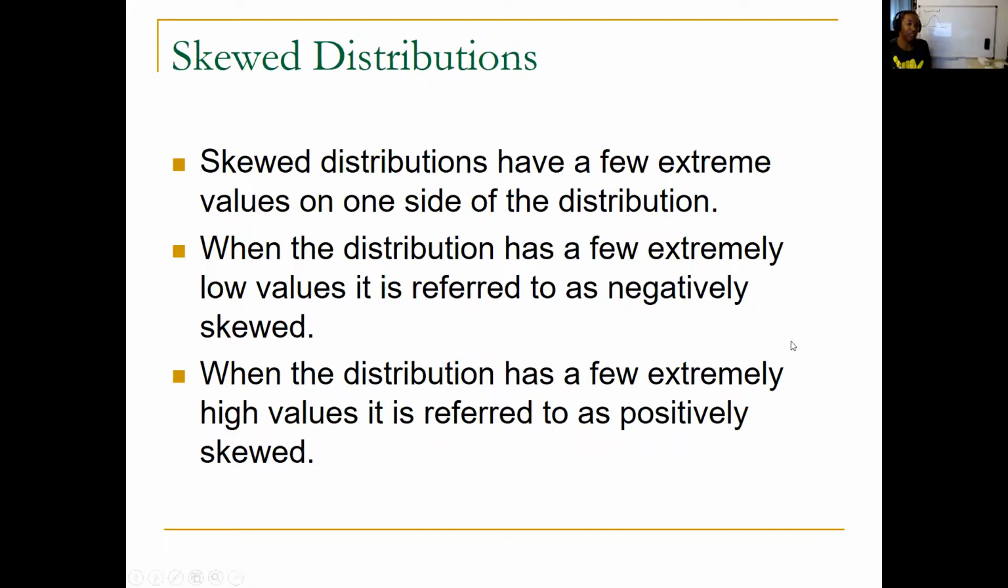Now, there's also what we refer to as skewed distributions. There's positively skewed and then negatively skewed distributions. So skewed distributions have a few extreme values on one side of the distribution. Okay. Now, when the distribution has a few extremely low values, it's referred to as a negatively skewed distribution. And when the distribution has a few extremely high values, it's referred to as a positively skewed distribution.